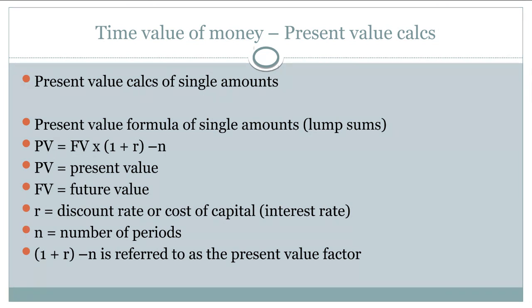Looking at the present value, here's our present value formula. When we want to calculate present value, we take future value multiplied by 1 plus r, but instead of to the power of n, which we use when we want a future value, we put it to the power of minus n. N has to be negative when you use it in your formula.